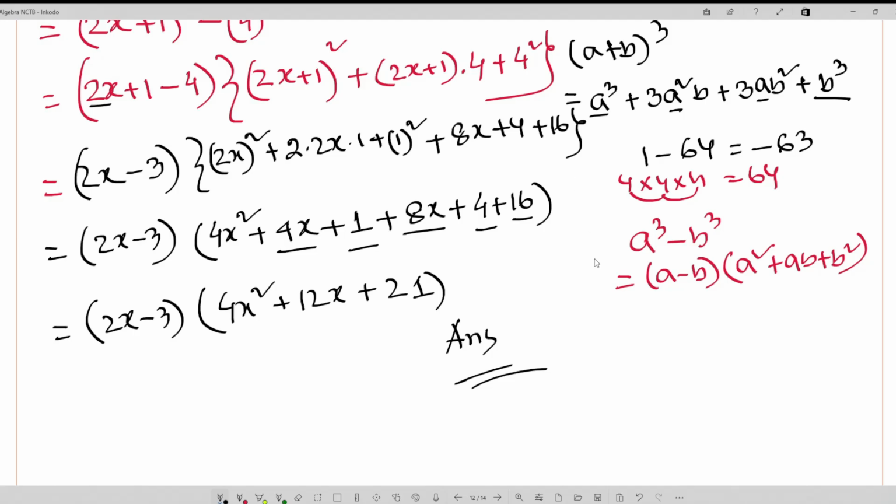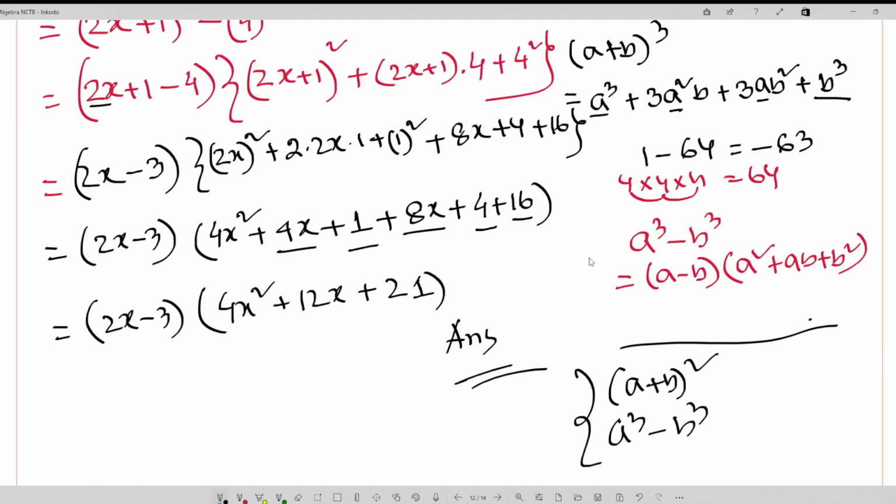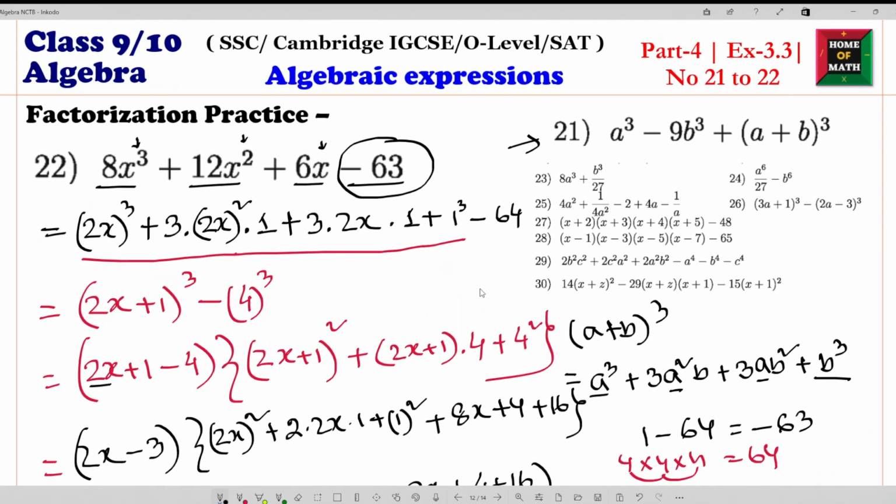So it's not tough math, but this is a combination of some formulas like (a plus b) whole square and also a cube minus b cube. So these kinds of formulas you should keep in mind, otherwise you will not be able to solve these kinds of problems. And also sometimes we need to make b cube, sometimes we need to make plus minus, so you need to adjust. So no more today, we solved 21 and 22, which are from exercise 3.3, and in the next video we will start from 23.